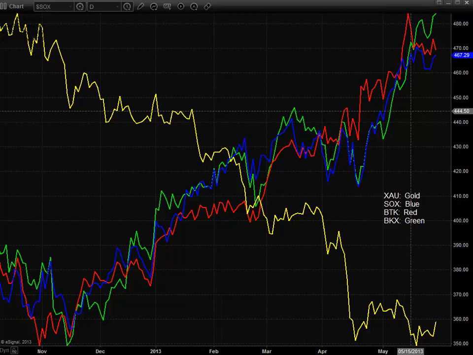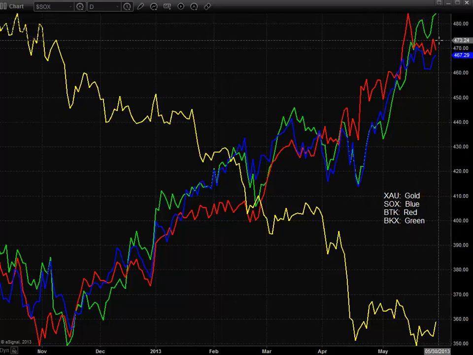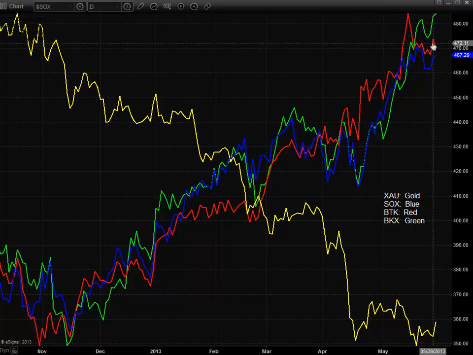You can see that's the green line pushing up higher here. The BTK, on the other hand, the biotechs were fairly weak, and you can see that they're really starting to threaten to record a lower low here after this lower high. So definitely be on top of that.